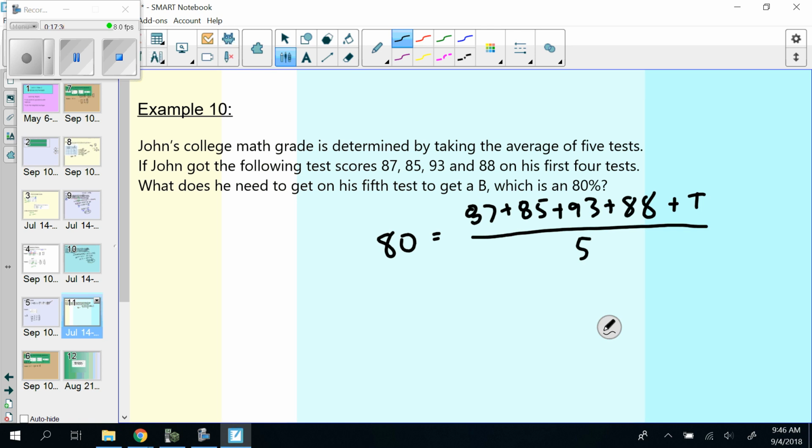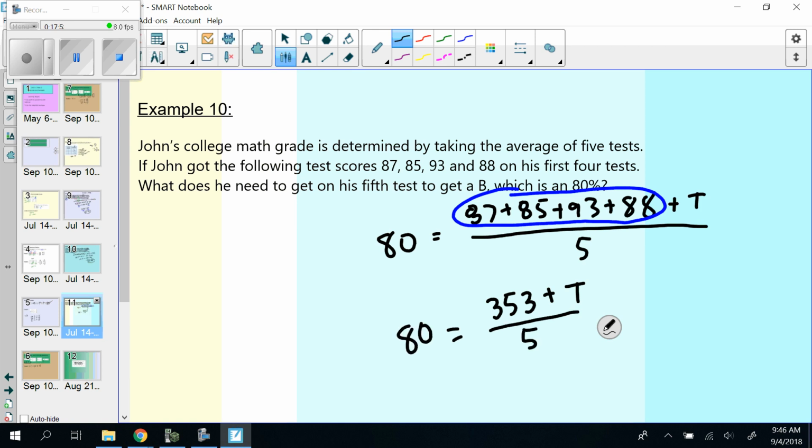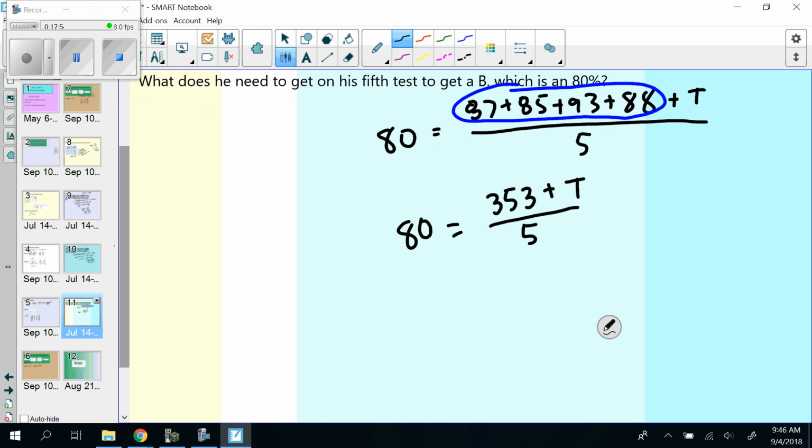So let's do what we can and solve. We can definitely add all the 4 tests up that we know. So adding the 4 tests we know comes out to be 353. Plus, we still don't know that last test, divided by 5 equals 80. Well, equations are about solving for the missing thing, so we want to solve for T.